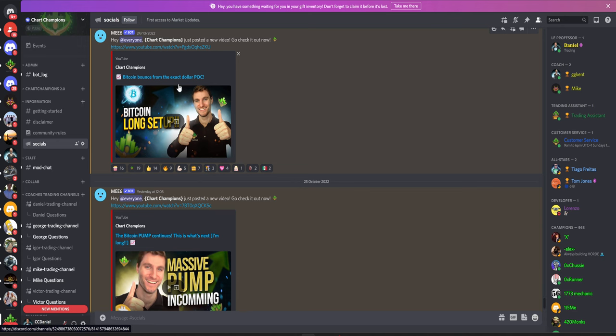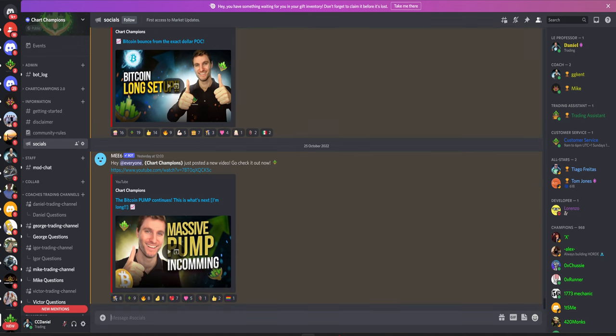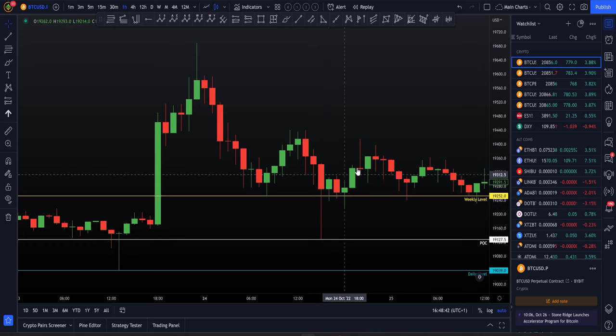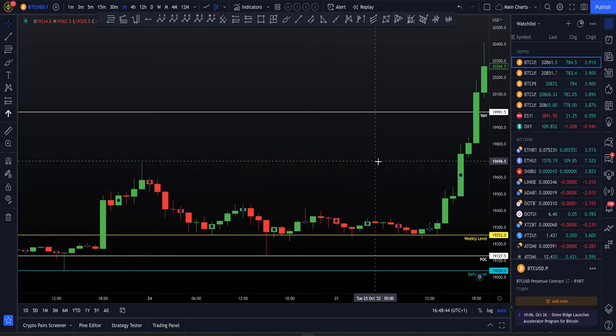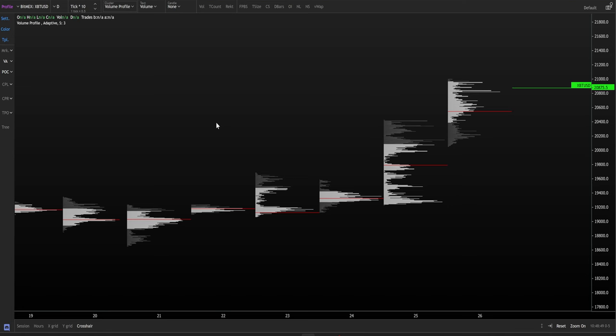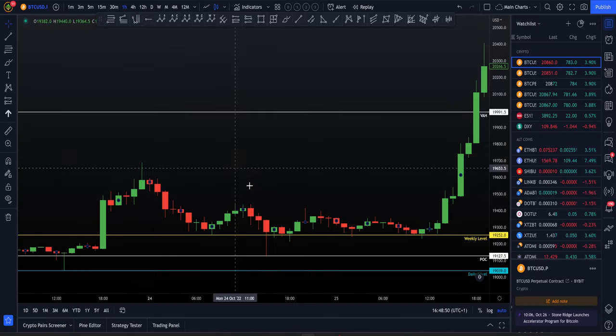Okay, that was obviously a few days ago now. But we backtested that point of control perfectly. From there, we reclaimed the weekly. Okay, and I'd also like to show you something in terms of the order flow here for a second. After the backtest of the point of control, we got above the weekly level. Okay, this was back on the 25th, so literally yesterday.